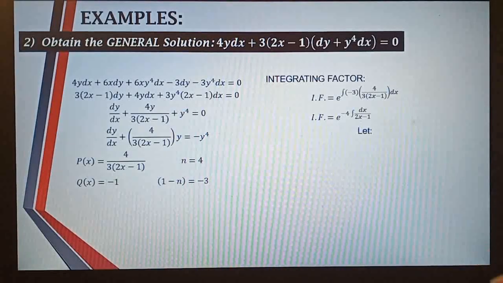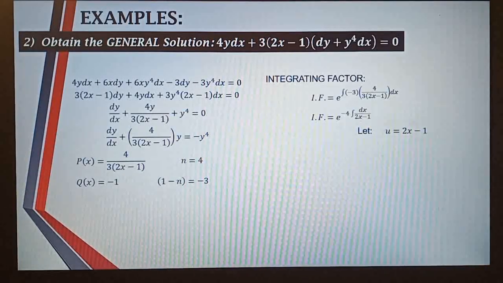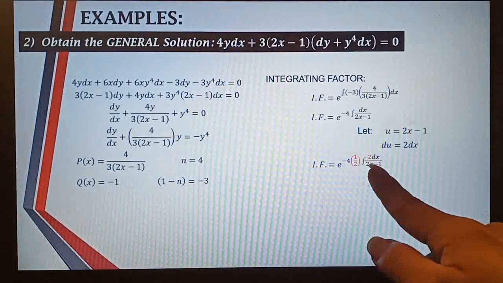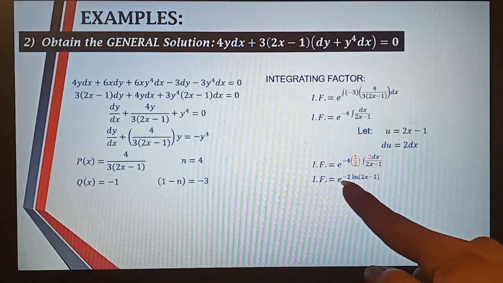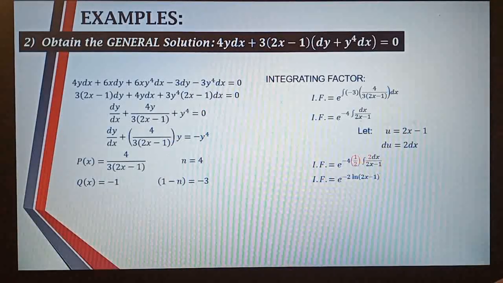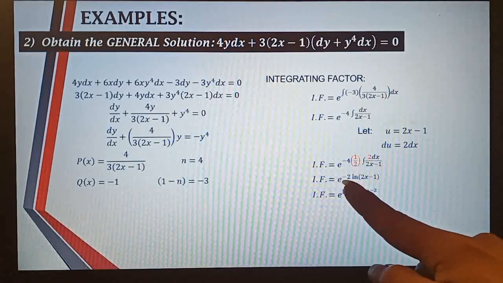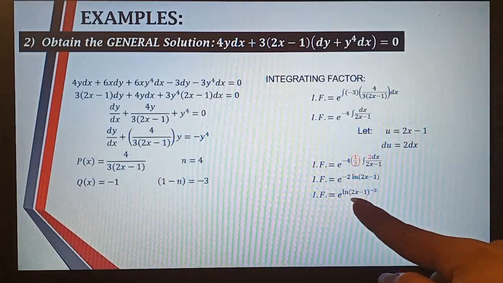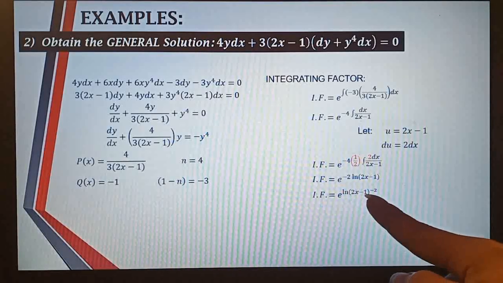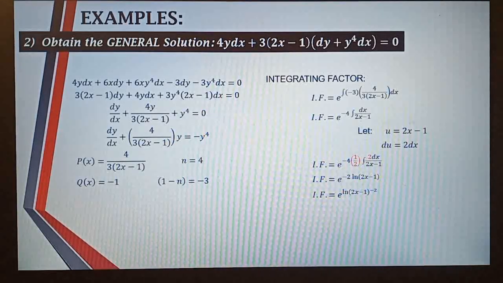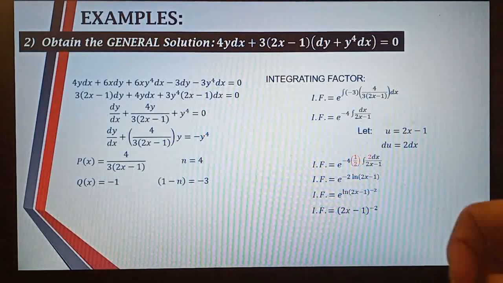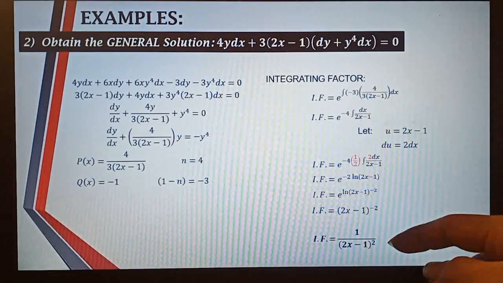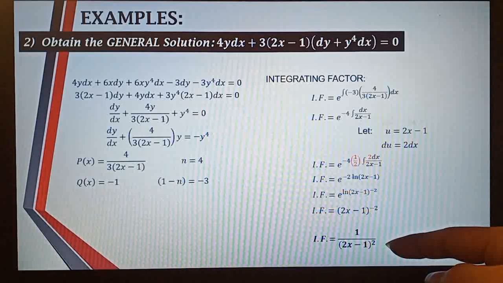So we need to let u as 2x minus 1. Then our du is 2 dx. So you need to insert 2 inside, then balance by 1/2 outside. So you will now have e raised to negative 2 ln of 2x minus 1. In that case, we can make negative 2 the exponent of 2x minus 1. You will now have e raised to ln of 2x minus 1 raised to negative 2. Then e raised to ln cancels. What remains is 2x minus 1 raised to negative 2, or our integrating factor is 1 all over 2x minus 1 squared.